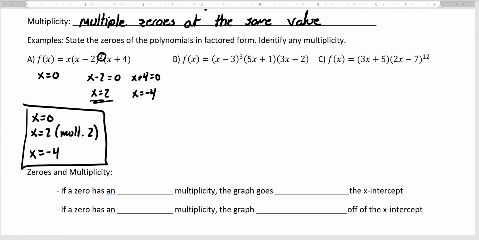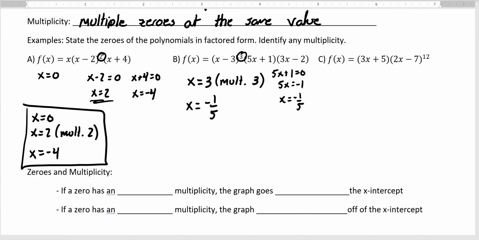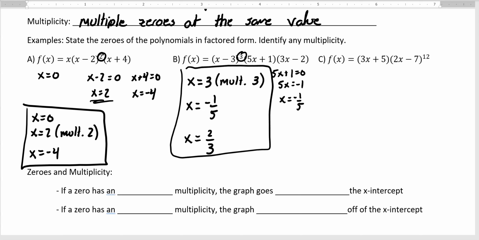Let's look at B here. x minus 3 would give us the zero x equals 3, and notice we have a cube, so that means 3 factors in our polynomial, so it would have a multiplicity of 3. For 5x plus 1, if I set it equal to 0, I subtract 1, so 5x equals negative 1, so x equals negative 1/5. That would be another zero. And then my final factor, 3x minus 2, would mean x equals 2/3. So there would be my zeros for this one.